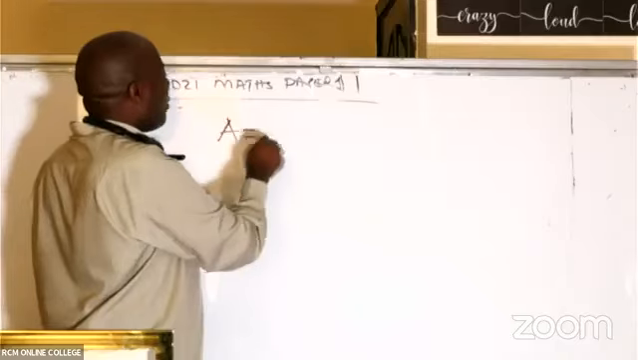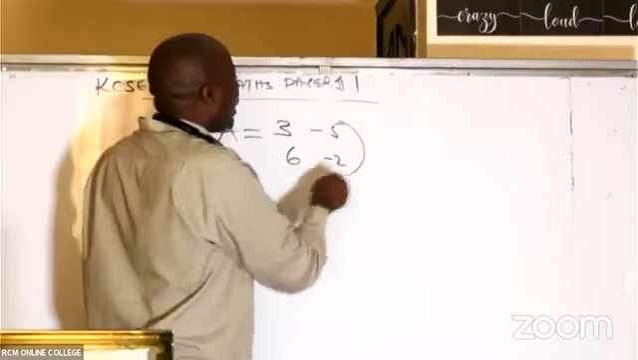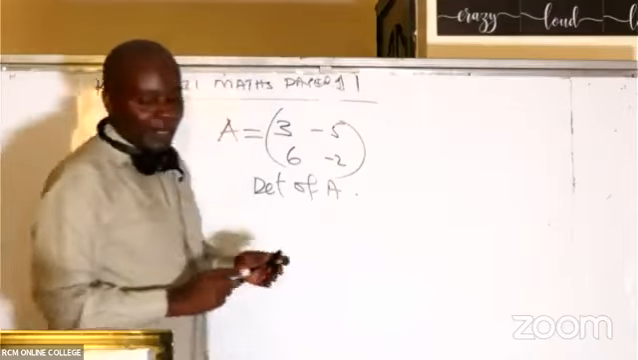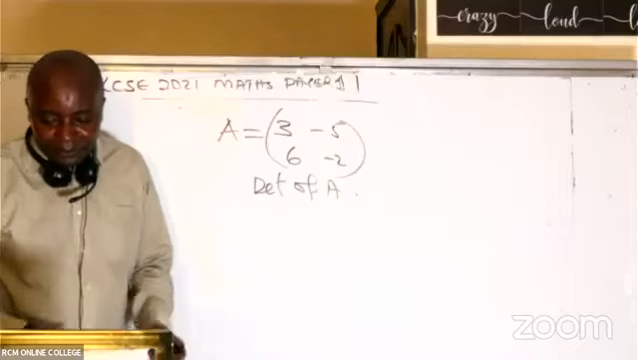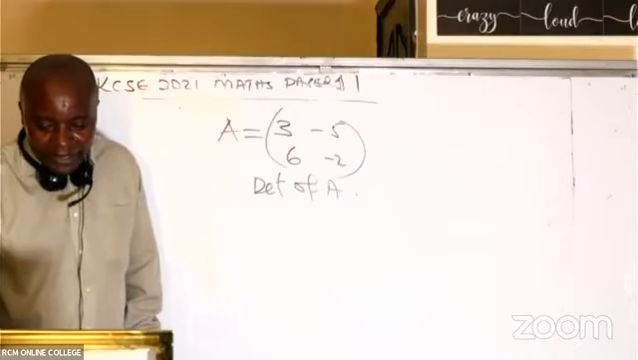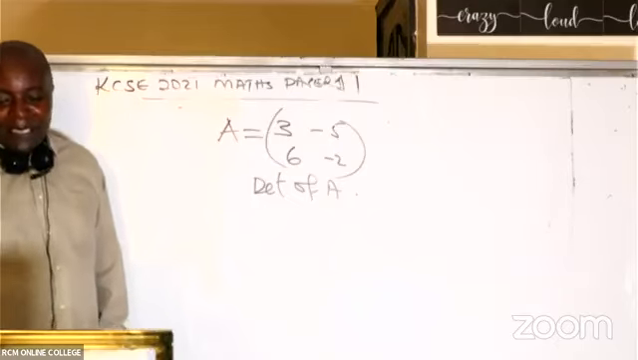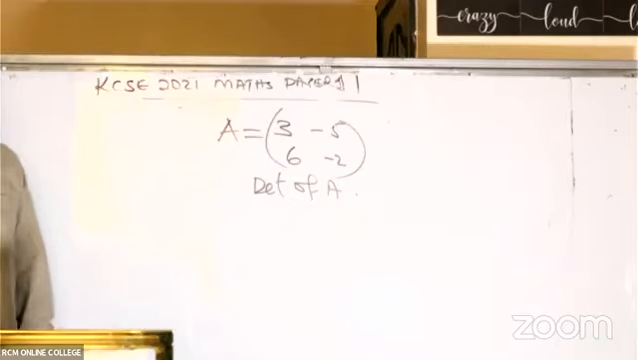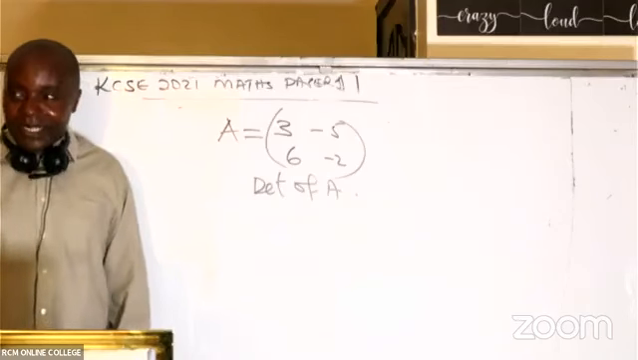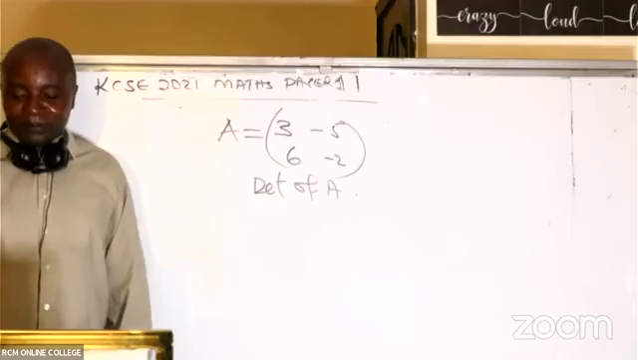So if we have our matrix here, 3, minus 5, 6, minus 2, is there somebody who is able to give me the determinant of A? Anybody who is able to give me the determinant of A? Derek is saying it is 20. 24.